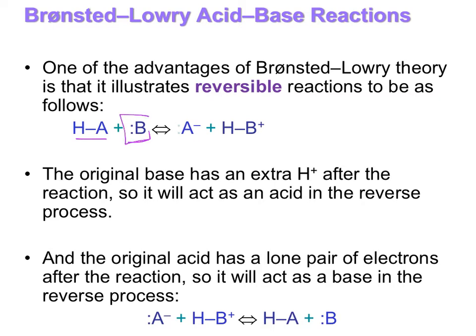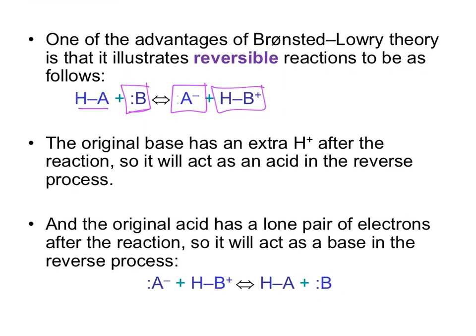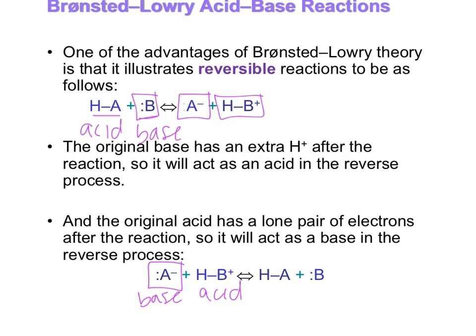So this base accepts that proton, you get HB, and then the other part of the acid is just in solution. Now if you look at it the other way around, down here, this is just flipped around, we have our base. So this is our original acid and our original base. Now when you look at it the other way around, this can act as a base and this can act as an acid. So this is an advantage of this theory because we can illustrate these reversible reactions.